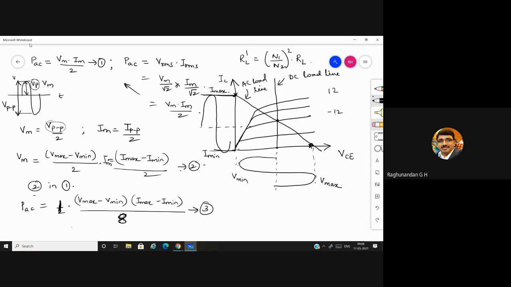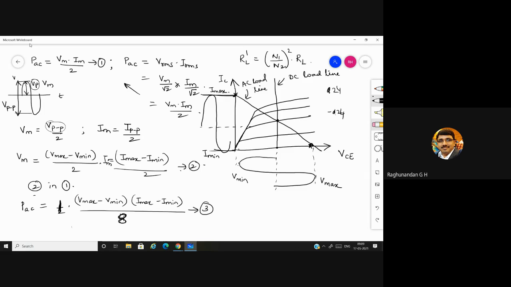If you make this 24 instead of 12, then the output is allowed to swing between plus 24 and minus 24. If it tries to cross this limit, it will start clipping the signal. Clipping means removing a certain part of the signal. It will not allow the output signal to cross this level. This is what happens.